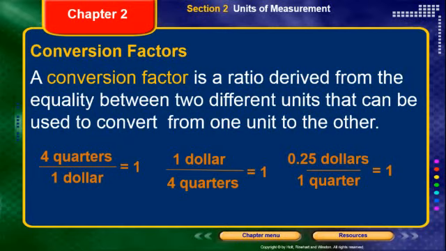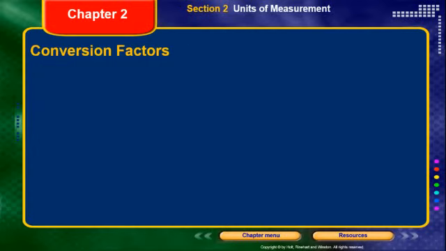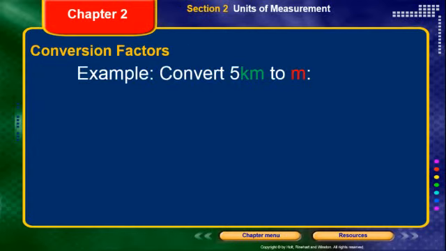4 quarters equals $1. $1 equals 4 quarters. $0.50 equals 1 quarter. You know this from experience. You're very familiar with this. But one thing I want to point out is that when you divide these out, they all equal 1 because they're the same thing. The numerator is the exact same thing as the denominator. They all equal 1 when you actually divide them out. Keep that in mind.